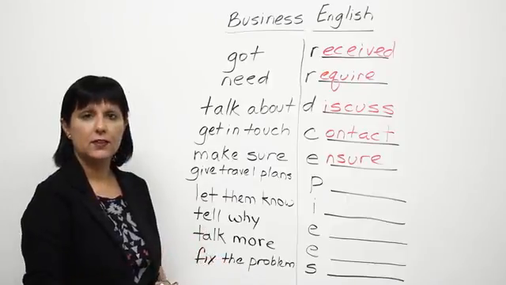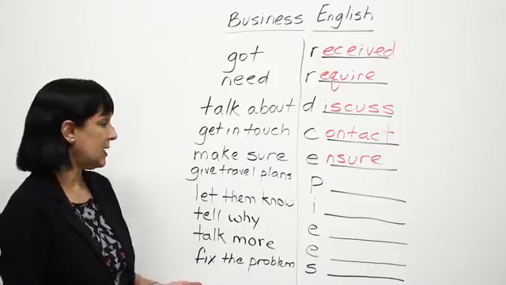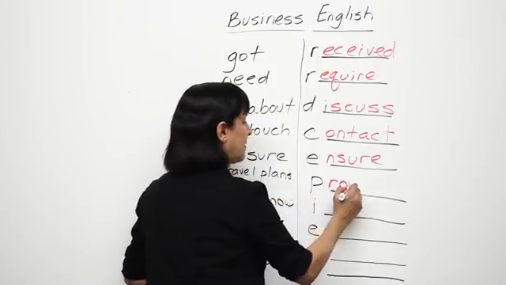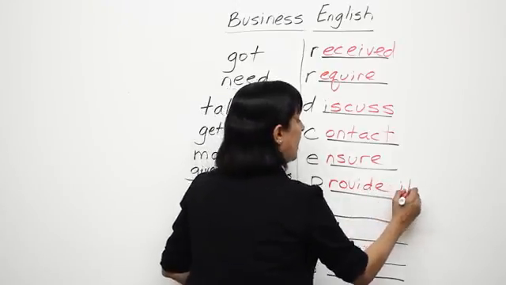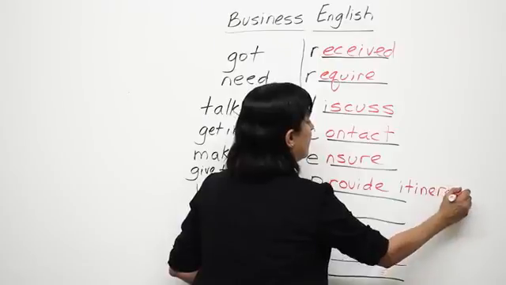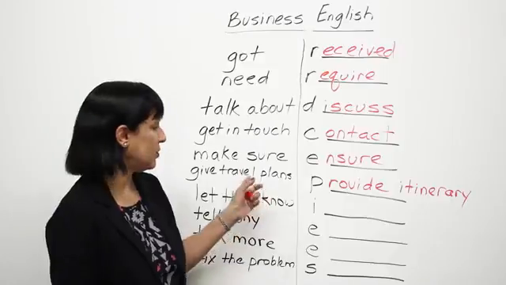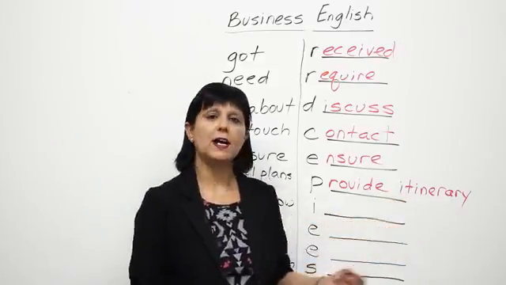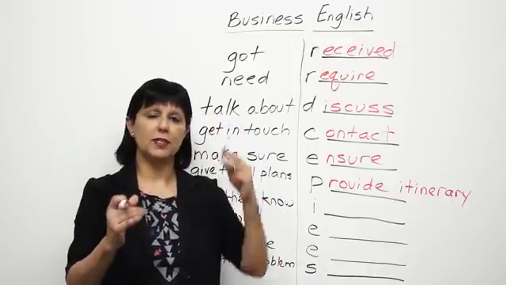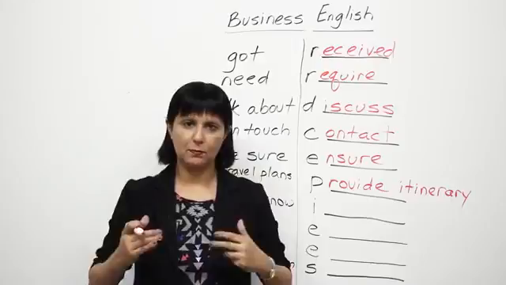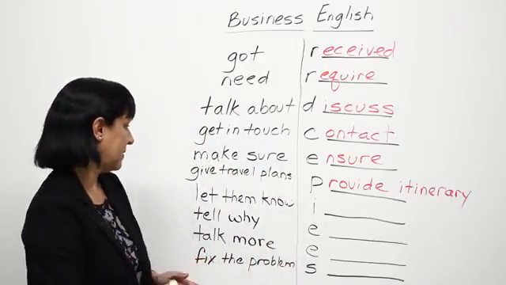Please give her your travel plans. Instead of saying give, you could say, please provide her with your itinerary. There we've changed another word. Instead of saying travel plan or travel plans, you could use the word itinerary. An itinerary is usually a piece of paper or a document that lists your travel plans. When you're departing, when you're arriving, where, when, and so on.